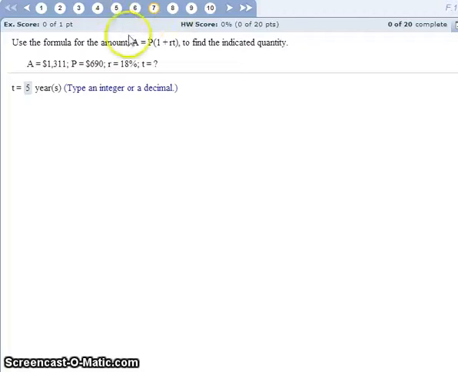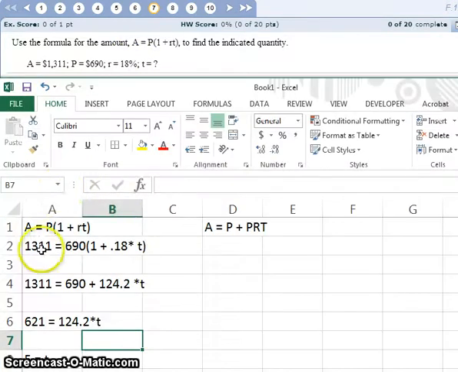For number 7, we're using the formula for the amount in the bank, and we're given these numbers and trying to solve for t, which is the time in years. So plug everything in. The amount in the bank is given here, principal times, in parentheses, 1 plus the interest rate was 18%, and our time's unknown. So distribute on this side, and you'll get 690.